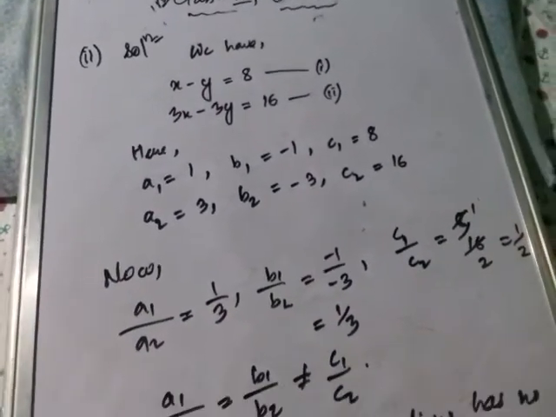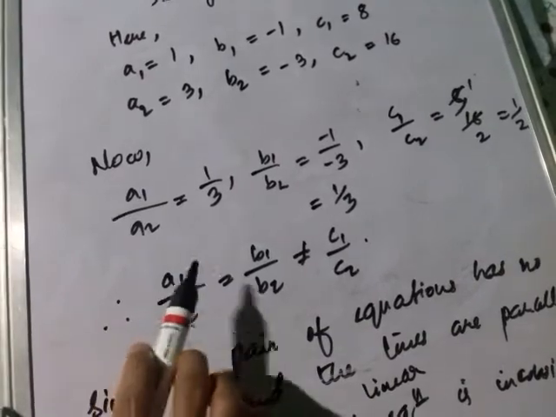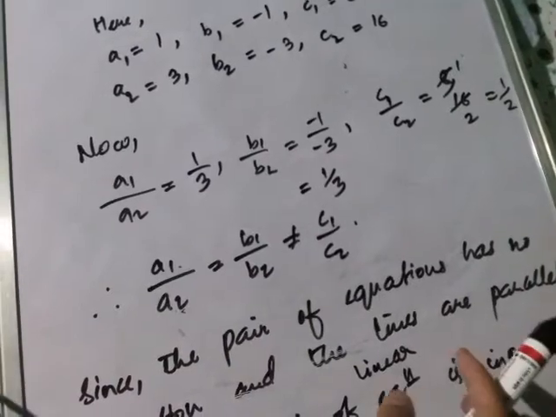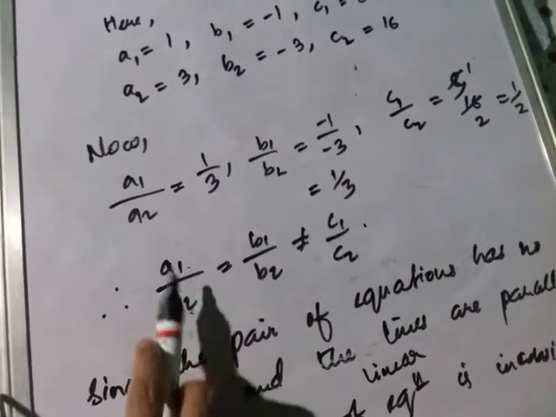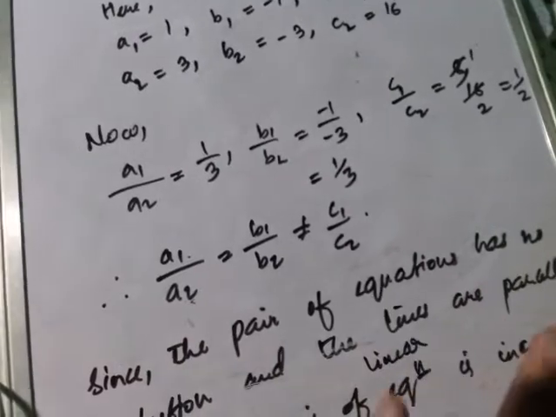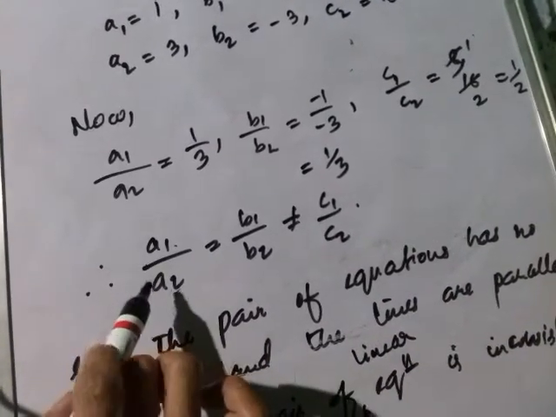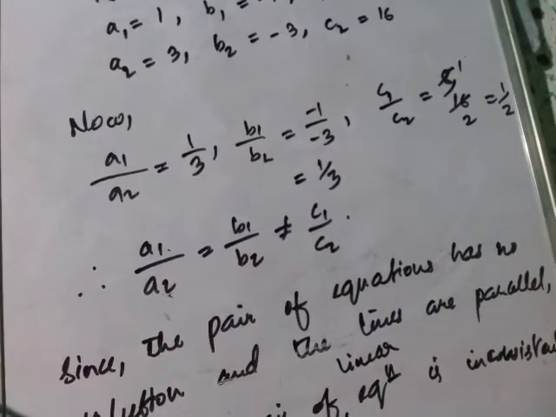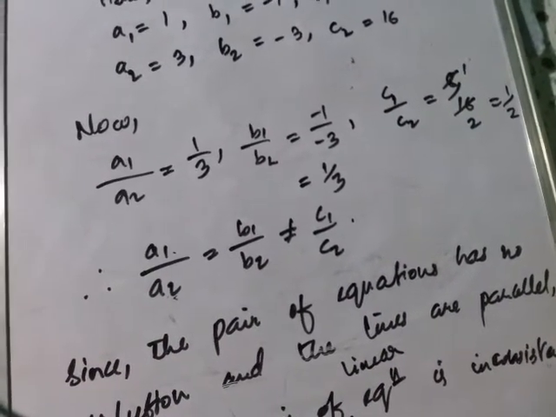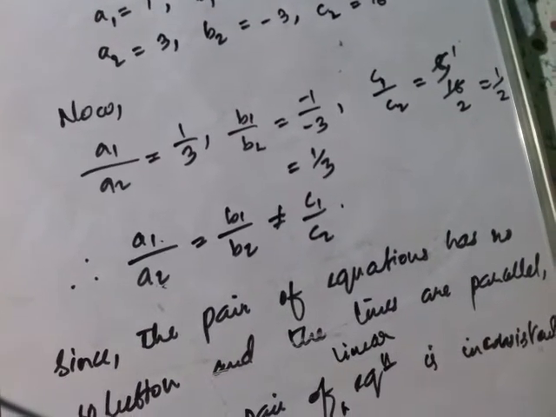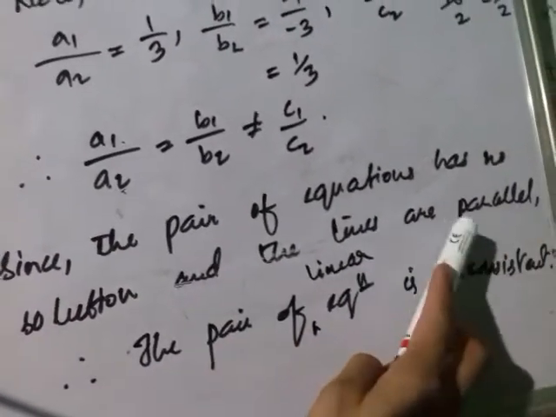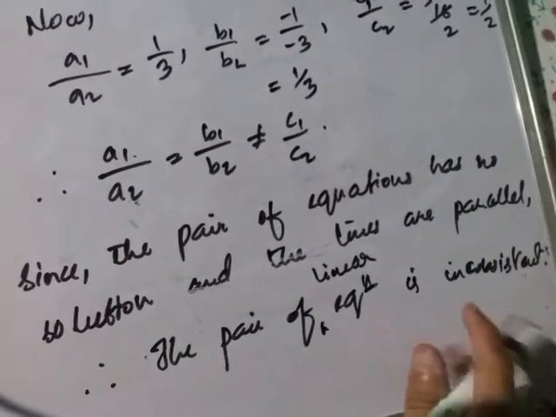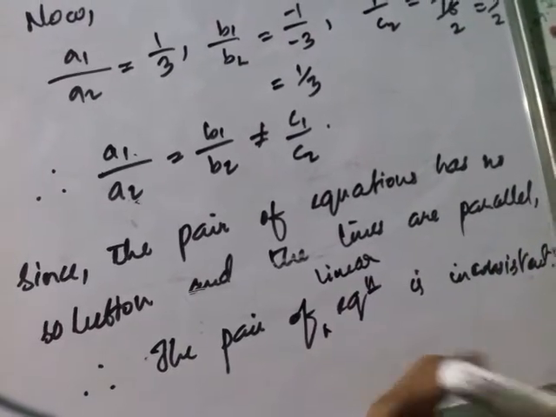This is the process of how to do it. If you get a1 by a2 equals b1 by b2 equals c1 by c2, it will be consistent. Then if you get a1 by a2 not equal to b1 by b2, that is also consistent. But if you get a1 by a2 equals b1 by b2 not equal to c1 by c2, that means it won't be consistent. This will be inconsistent, so you will not draw a graph, understand? You will write: since the pair of linear equations has no solution and the lines are parallel, therefore the pair of linear equations is inconsistent. If it is inconsistent, we will not draw a graph.